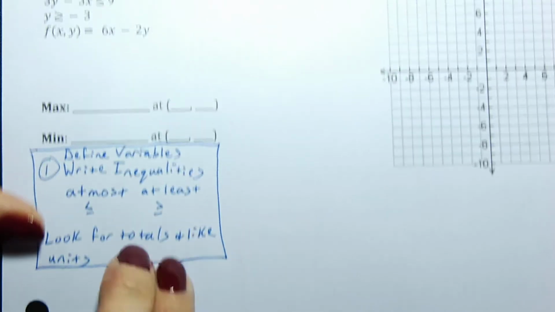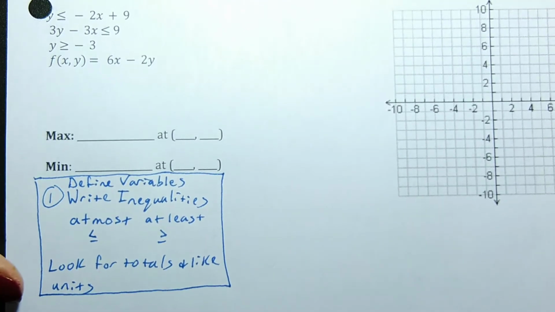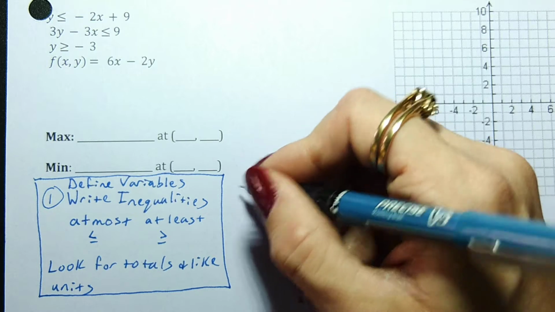Now, we don't have to do step number 1 for these problems above. We're already given the inequalities and the variables, so this is mainly for the story problems, but this flow will work for these top problems as well once we get into the graphing part.